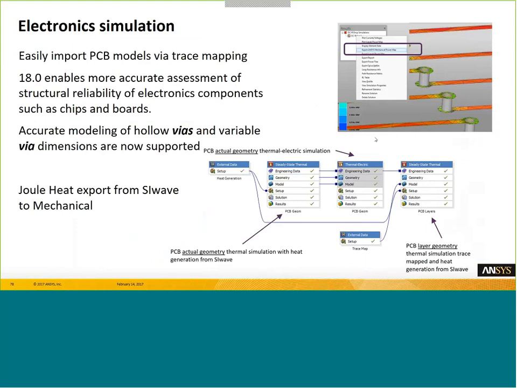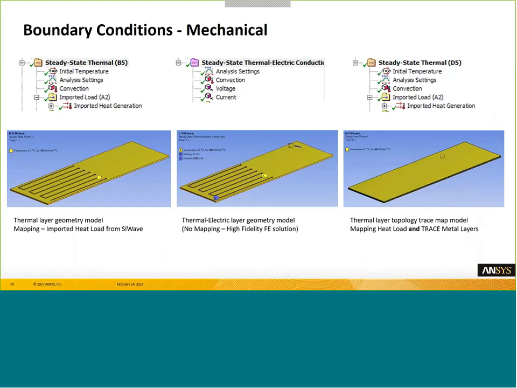So this is the geometry, the file that circuit board designers use to lay out PCBs. So we've got three examples here to show, one model with three different methodologies. The first one is a thermal model, which is layer-based. So we're using mapping to import the heat load from SIwave. The second model is a layer-based model, so it's actually no mapping. We're doing element-based loading here, so very high fidelity, so quite a big model. And the last one here is thermal layer topology.